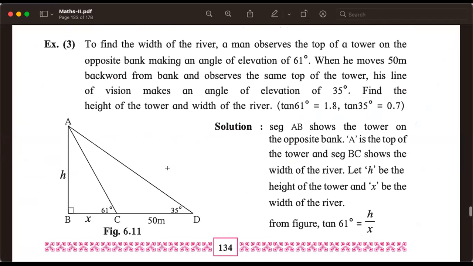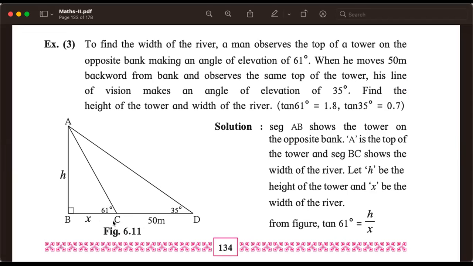So this is example number 3 on your screen, where AB is the tower on one side of the bank of a river. C is a place on the other side of the bank of the river where a person is standing. And this person is trying to measure the width of the river without actually crossing the river, just by standing on the ground.